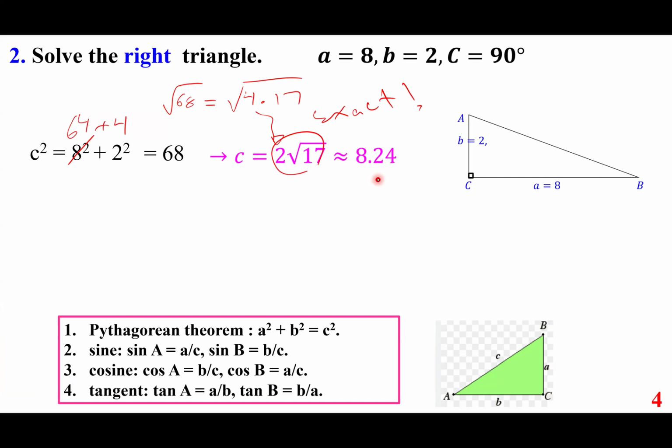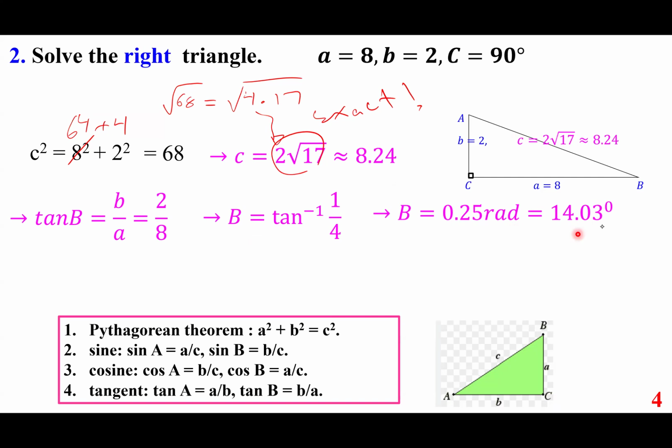Now, so we have that one. So we got this side. Now, one of those angles, for example, this one, tangent is the opposite b over the adjacent a. You want to use what's given, everybody, if possible. In other words, maybe we calculated this wrong, so go with the given. 2 over 8 is 1/4. So B is tan inverse of 1/4. You put it into a calculator, and it gives you 0.25 radians or 14.03 degrees. Just make sure your calculator is in the proper mode.